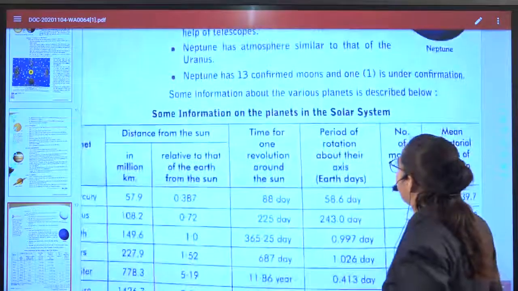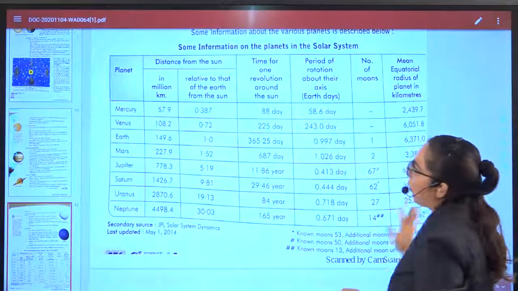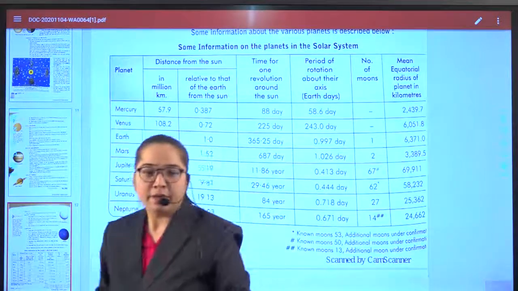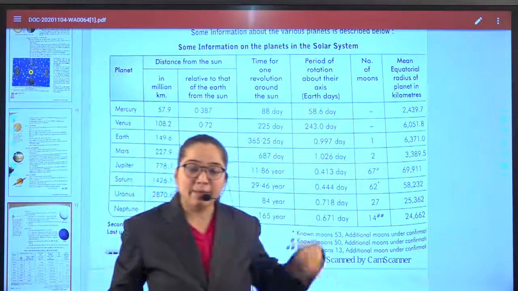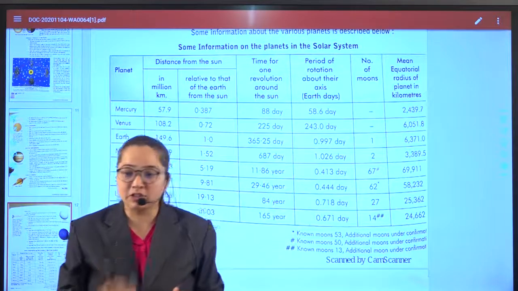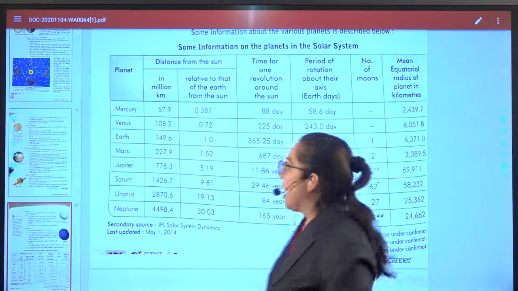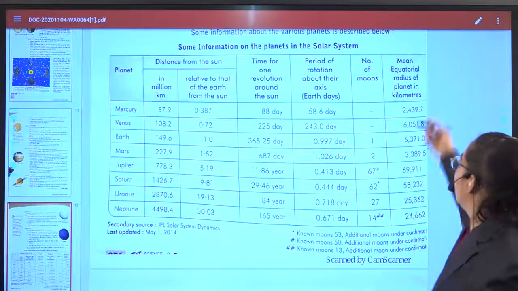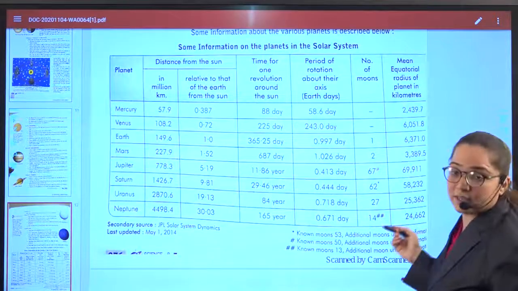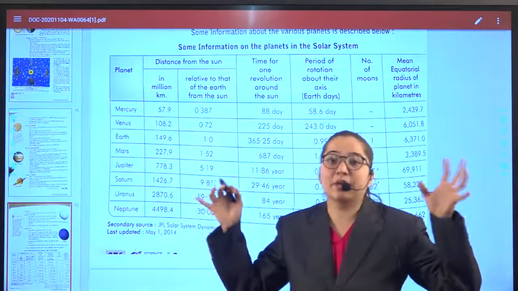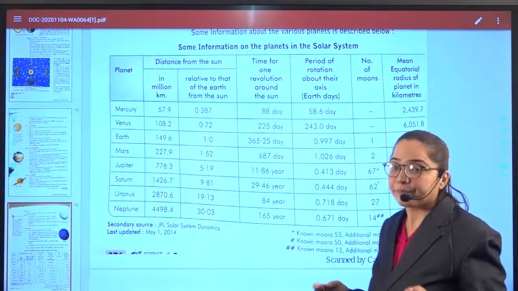Then you have information regarding this data. It is just for your information: which planet it is, approximately how far it is from the Earth and the Sun, how much time it needs to rotate once on its axis, how many moons and how many are under confirmation, and the orbit, and the equatorial radius, that is, the distance of the planet's surface from its equator, because the planets are not completely circular.